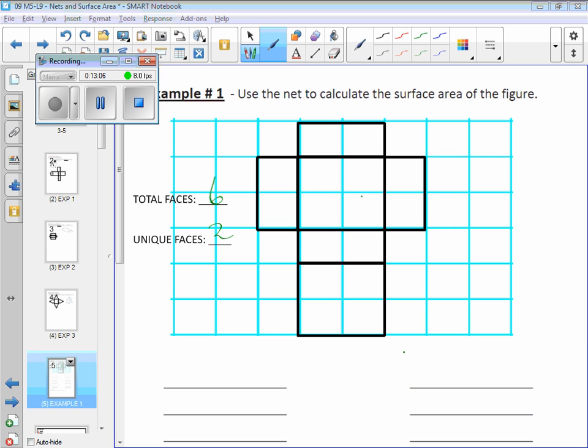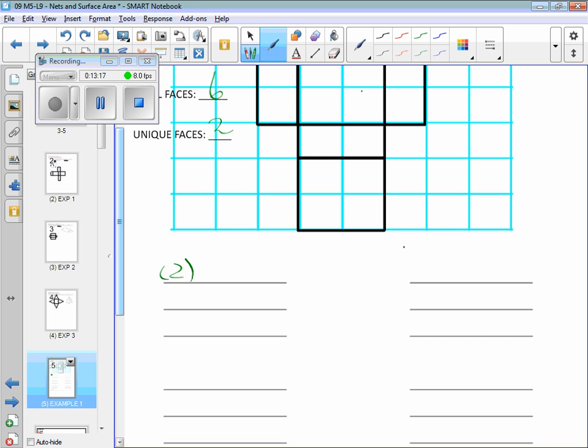One of them measures, let's do the square first. That's a 2 by 2, right? So to figure out the area of that square, you would multiply what? 2 times 2, which equals 4. Okay, that's one unique surface.